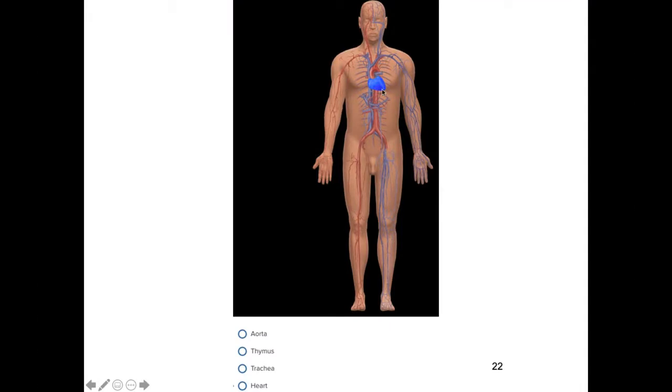So here, if this pops up, what is the highlighted structure, right? This is that funky, bright blue. Well, it's not the aorta, that's the major blood vessel coming off of the heart. It's not the thymus, that's a gland. It's not the trachea, that's your windpipe. Best answer is the heart.